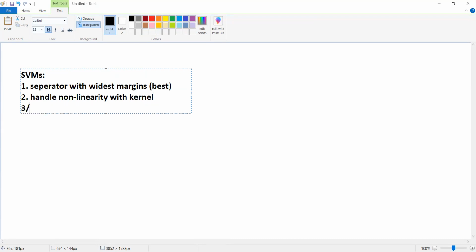And then we can also have soft margins. So we can relax the criterion that you have to have a perfect separator, that the data is perfectly separable, and SVMs will still work. Okay, so remember these three things. Know how to use them, know how to use the code, and I think that's okay.